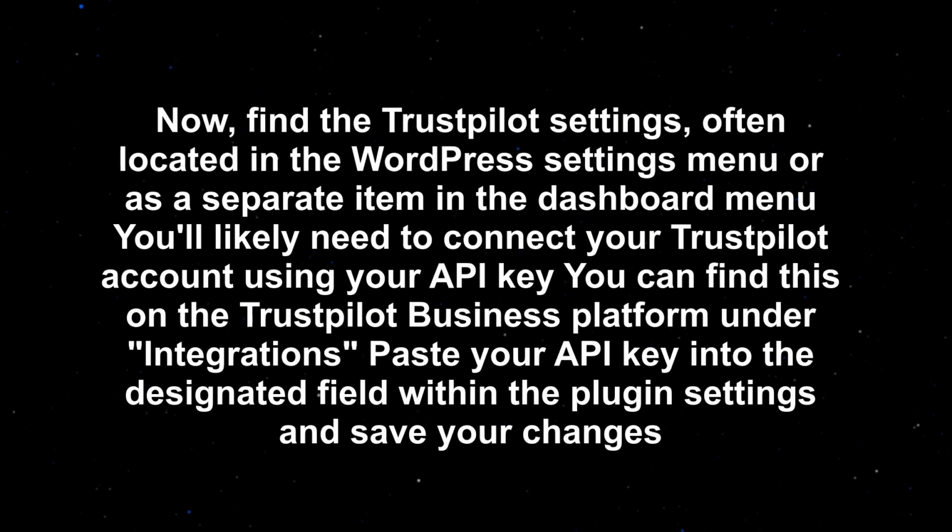Now, find the Trustpilot settings, often located in the WordPress settings menu or as a separate item in the dashboard menu. You'll likely need to connect your Trustpilot account using your API key. You can find this on the Trustpilot business platform. Under Integrations, paste your API key into the designated field within the plugin settings and save your changes.